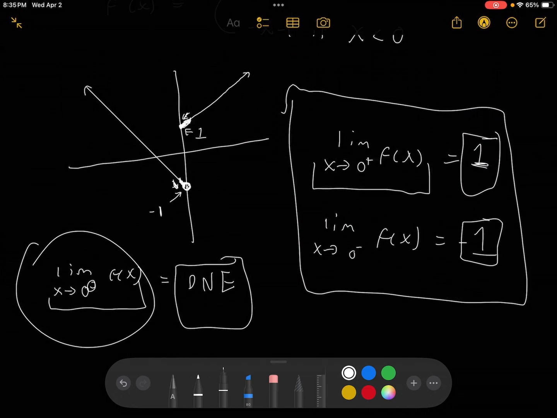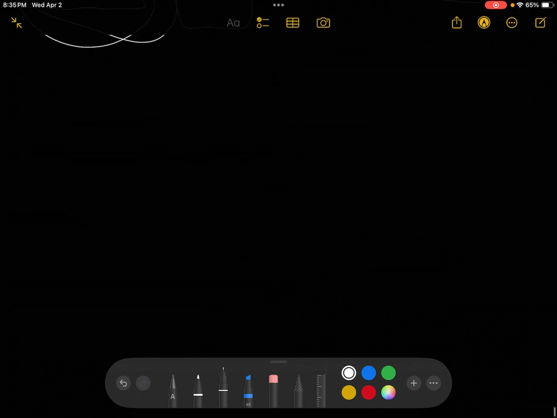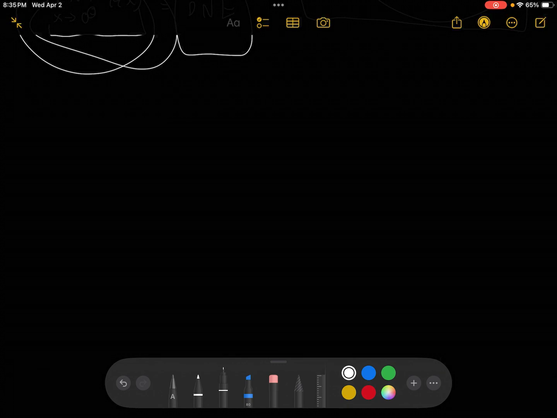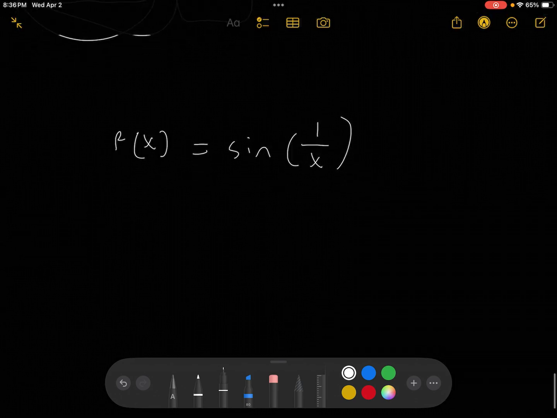Now let's see one more example of a function where both the overall limit and both of the two side limits don't exist. So let's consider the function f of x equals sine of 1 over x.